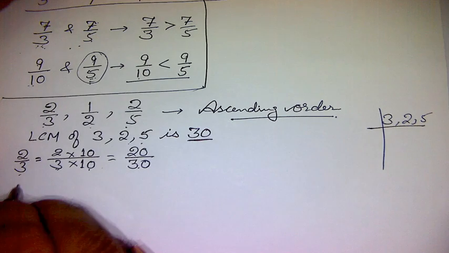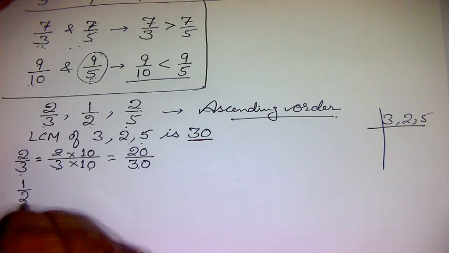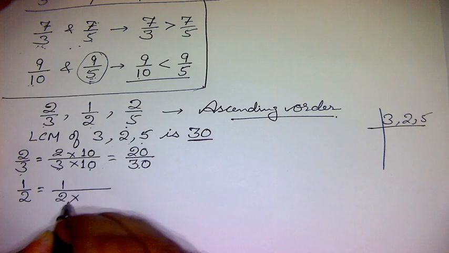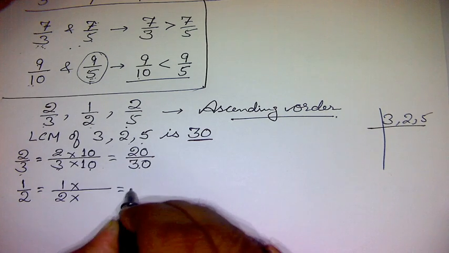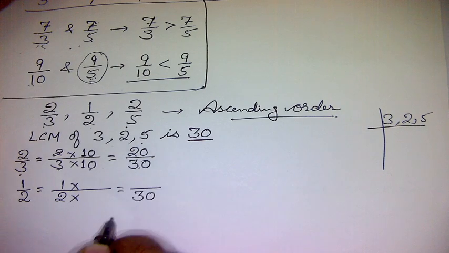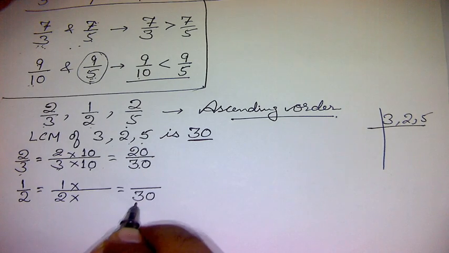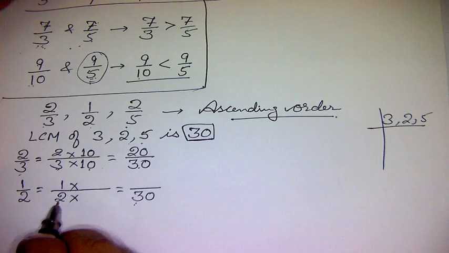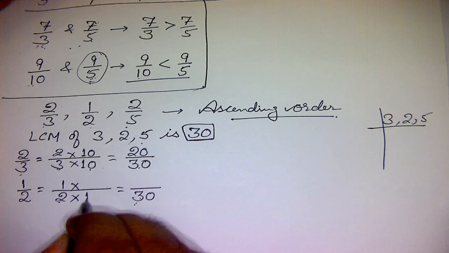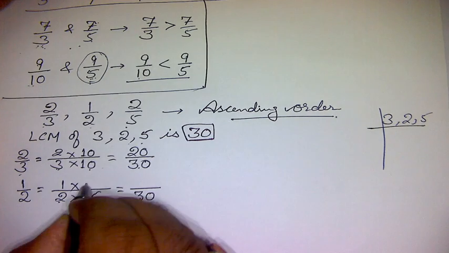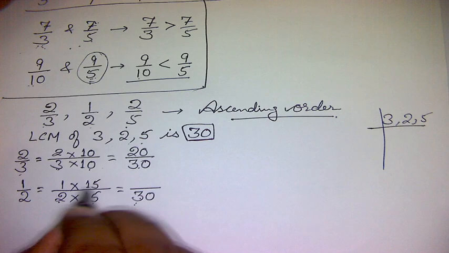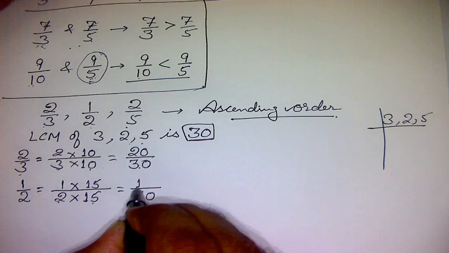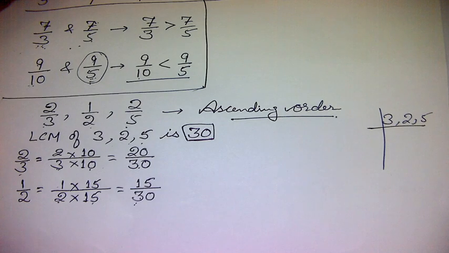Now take the next fraction 1 upon 2. Do the same with this also. इसके साथ भी वही करेंगे. Convert it into a fraction with denominator 30. ये 30 कहाँ से आया हमारे पास? ये जो LCM find out किया है वहाँ से. So 2 how many times is 30? 2 15 times is 30. So we will multiply numerator also by 15 and 1 multiply 15 is 15.